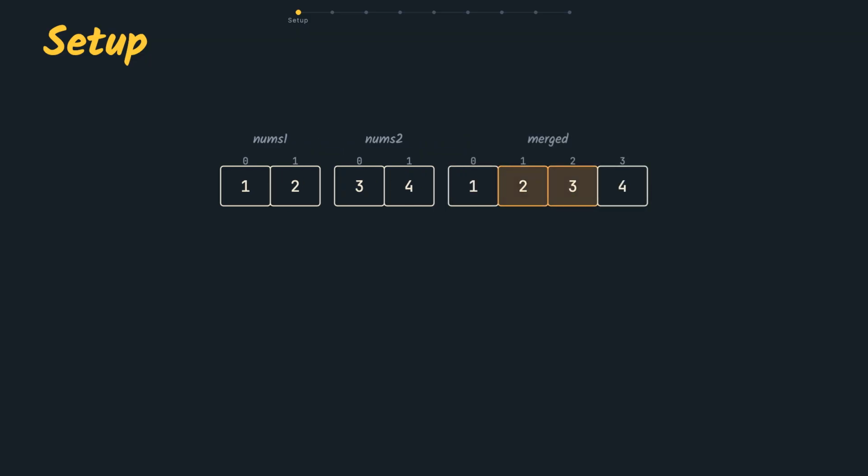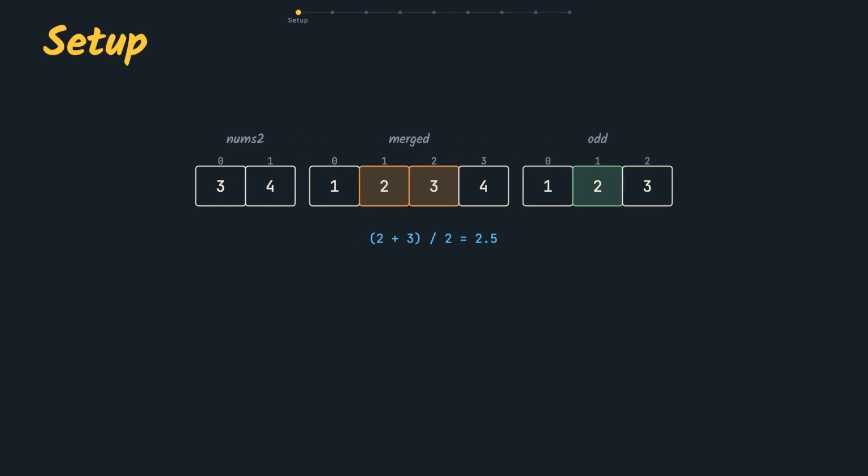1 and 2 in the first list, 3 and 4 in the second. Merge them in your head. 1, 2, 3, 4. 4 numbers, so no single one sits in the middle. When the count is even, the median is the average of the two middle values. 2 and 3 give 2.5. When the count is odd, it's simpler. There's exactly one middle value, and that's the median. One more rule. For even totals we return a decimal, the average of the two middle numbers.